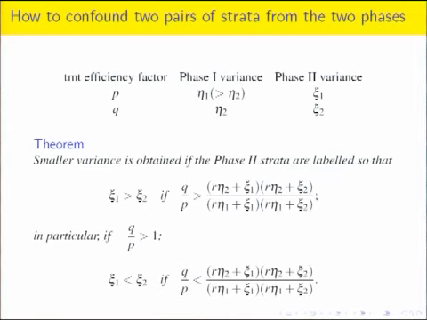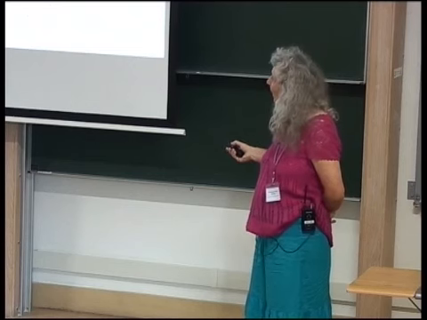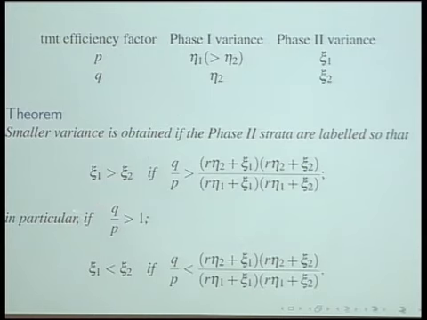What is this thing? I chose these so that eta 2 is smaller than eta 1. This number, therefore, is less than 1. So if Q over P is bigger than 1, we're certainly in this case. And that's the usual thing. We've got P to be rather small. So what this says, if we've got a small loss in phase 1, then you should go ahead and put the big there with the big there.